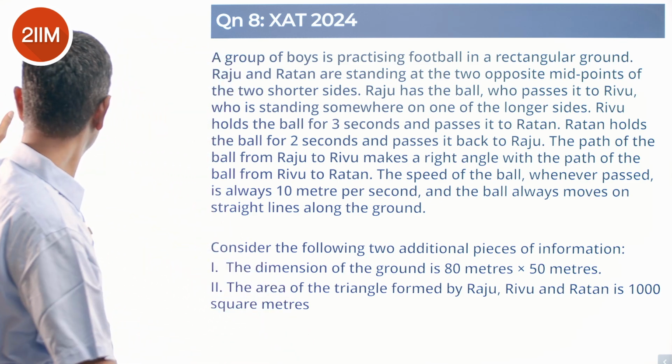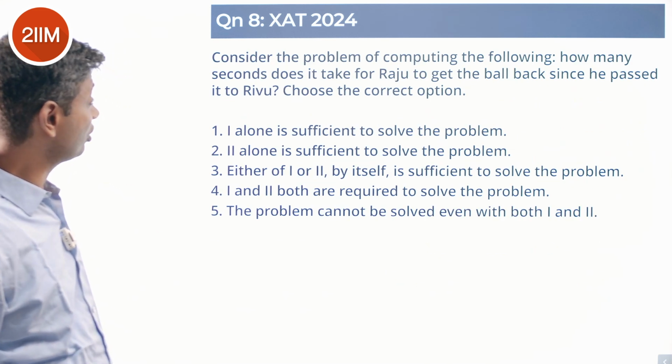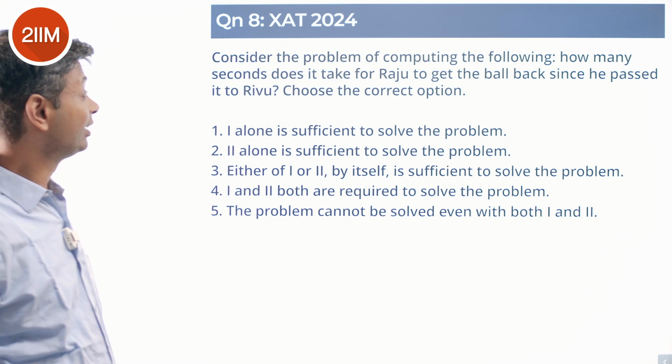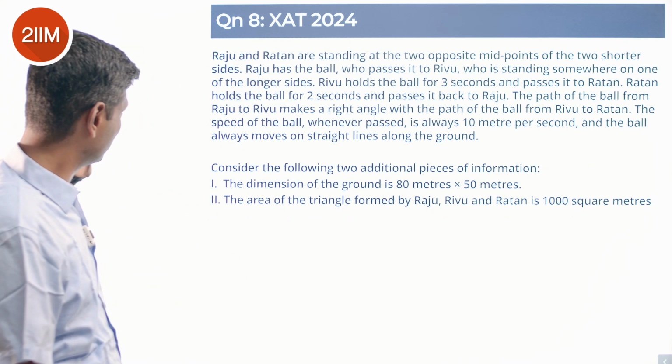And so what do we need to find? Consider the problem of computing the following. How many seconds does it take for Raju to get the ball back since he passed it to Rivu? Okay, nice. I'm going to go over this again.